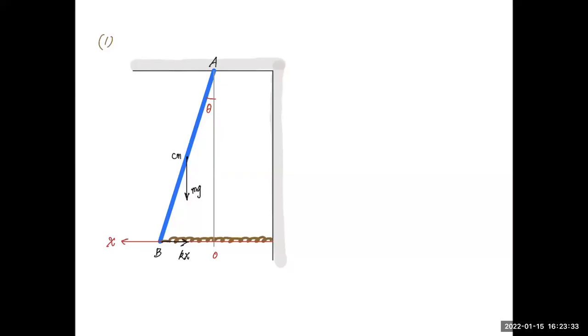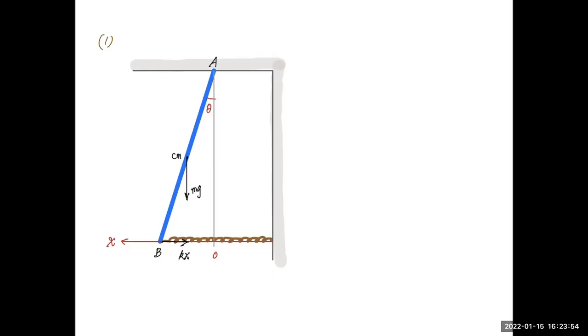Okay, so now let's take a look at how we solve these two additional discussion problems. This first problem, you have a uniform rod of mass M and length L from point A to point B. It is supported at point A. It can rotate frictionlessly in a vertical plane around point A.